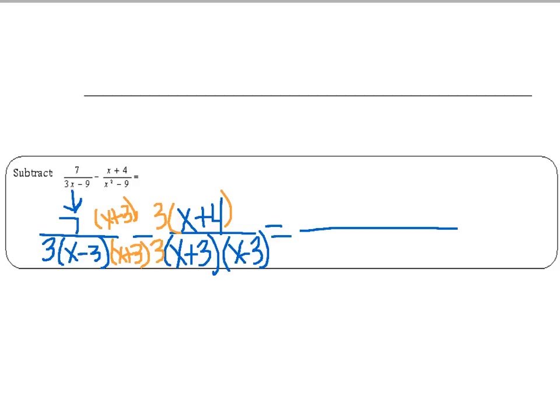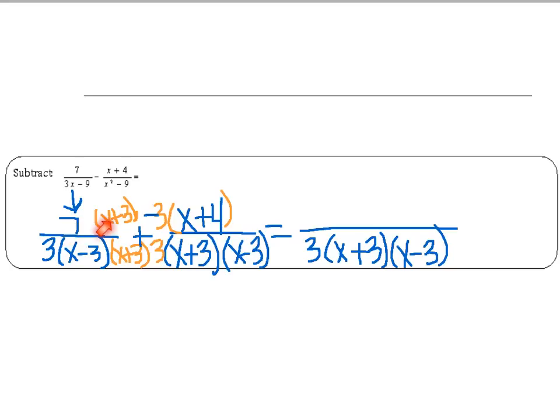So I'm going to change this to plus, and I'm going to give the opposite sign to that 3 right there. I like to change my subtracting to addition. It just makes it a little easier. So my bottoms for both of them, I have 3 times the quantity x plus 3 times the quantity x minus 3. And on the top, I need to do a little simplifying here.